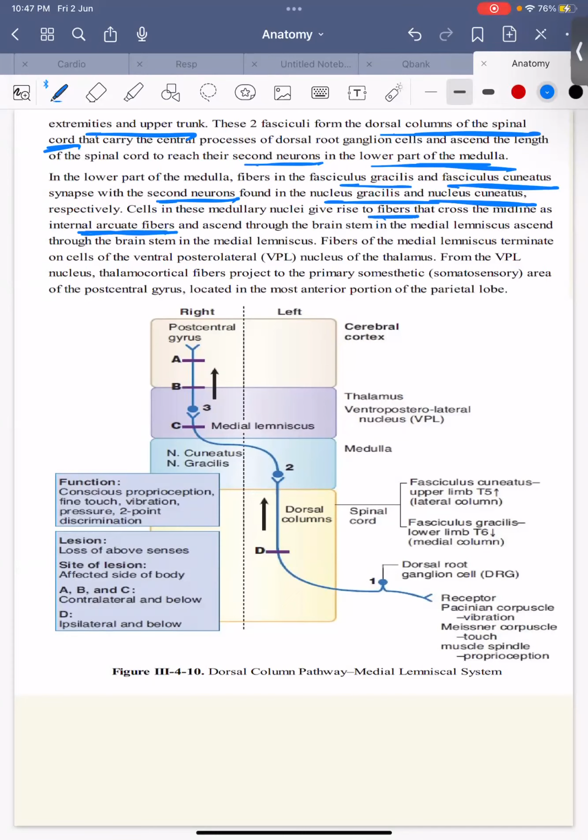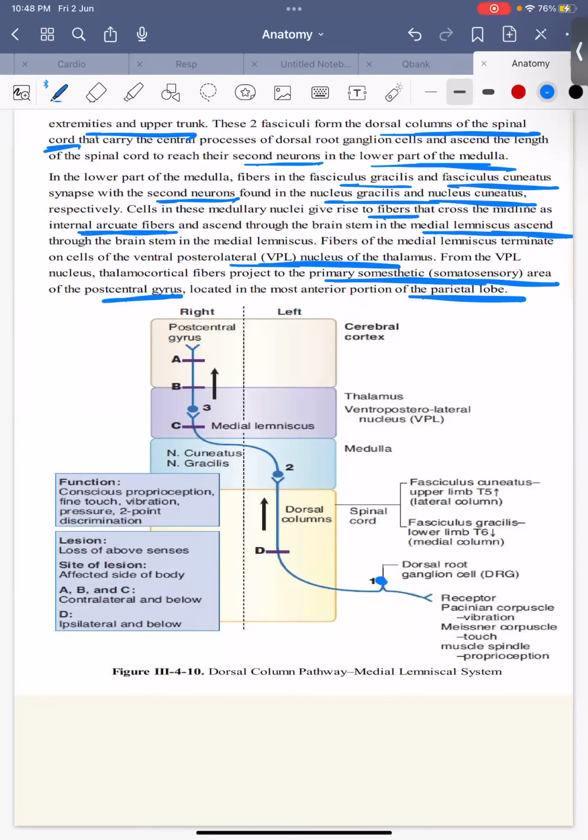Then they ascend into the brainstem in the medial lemniscus. So when they ascend upward, they are known as the medial lemniscus. Fibers of the medial lemniscus go into the thalamus, usually the VPL nucleus of the thalamus. From the VPL nucleus, thalamocortical fibers project to the primary somatosensory area in the postcentral gyrus located in the parietal lobe.